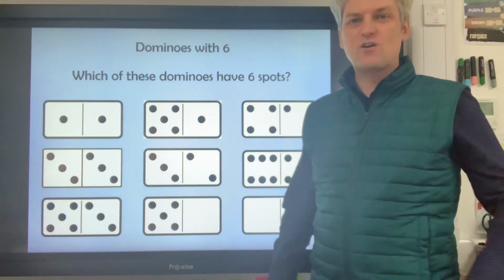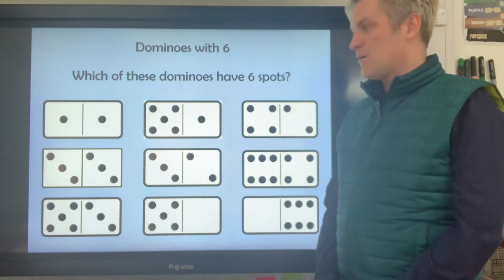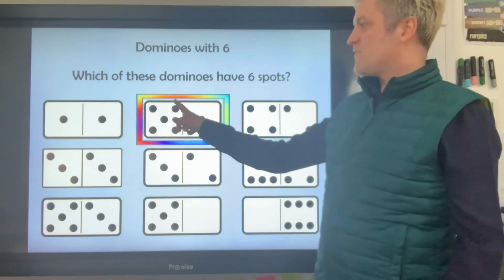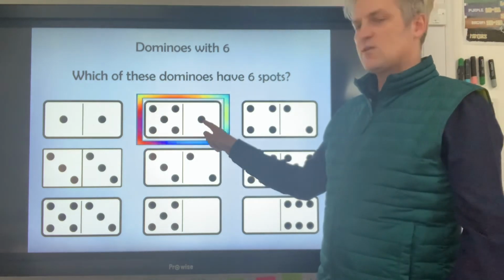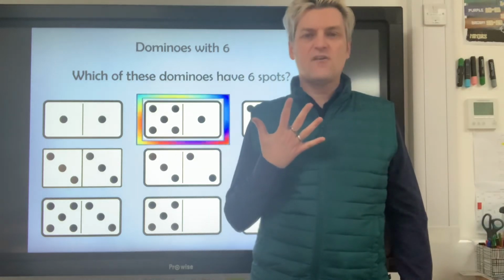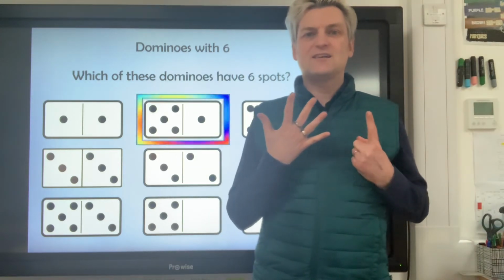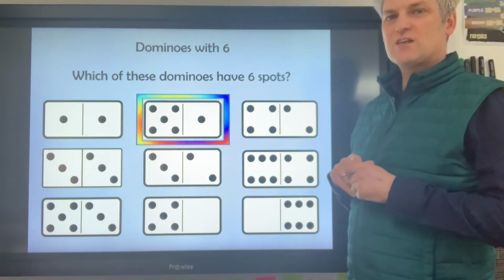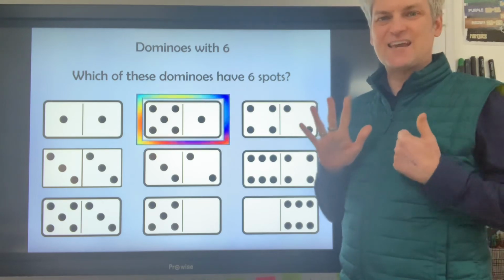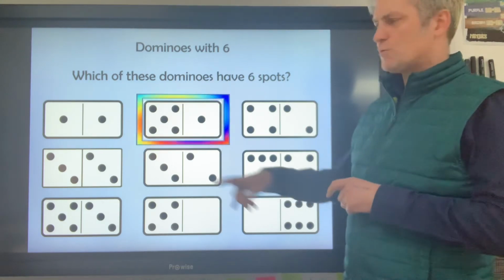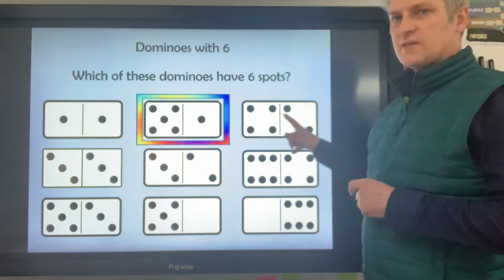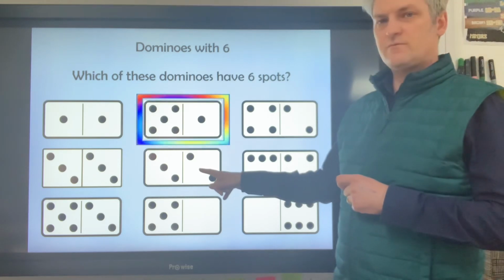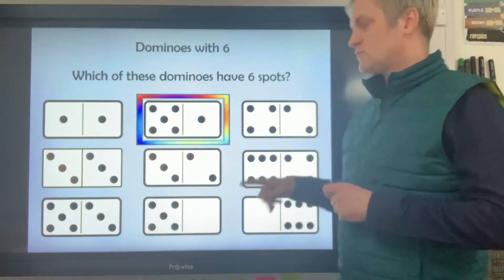Right, I'm going to show you which ones have got 6. Now, the first one is this one here. It's got 5 on one side and 1 on the other. So that's 5 and 1 more. That makes 6, doesn't it? Okay, did you see another one? Which was the next one that you think has got 6 all together? Was it this one? Was it this one? Was it this one? This one? Who knows? Let's find out.